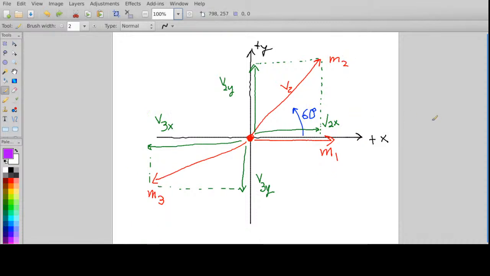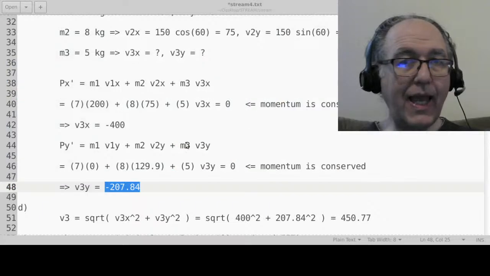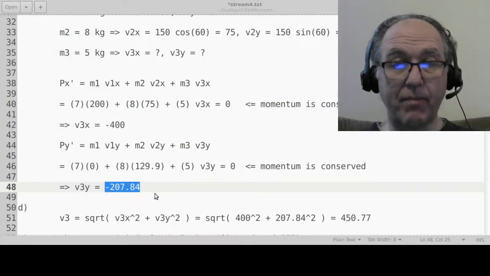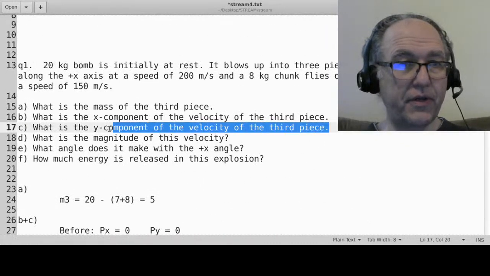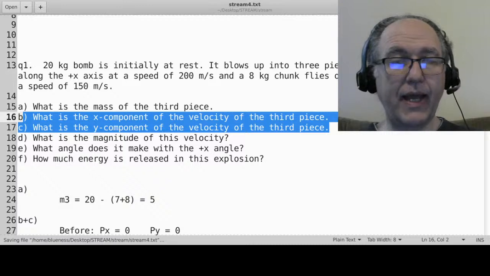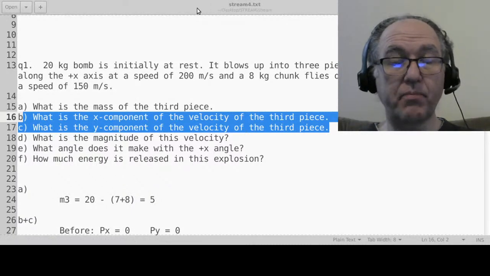Similarly, m1 and m2 are both kind of upwards. Well, m1 doesn't even have any component. I shouldn't say upwards in the positive y direction, but m2 has a positive y component to its velocity, and therefore a positive y component to its momentum, and that has to be balanced with a negative y from m3. That's why both the x and the y component of the velocity of m3 have to be negative. So that answers these two questions: what is the x component and what is the y component of that third piece?